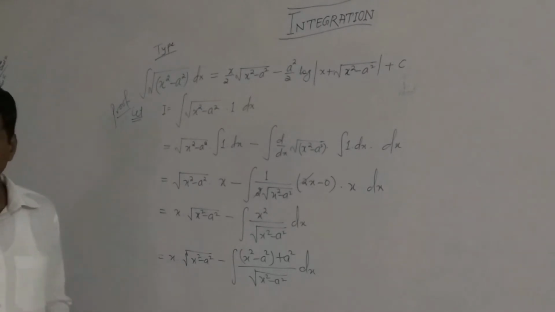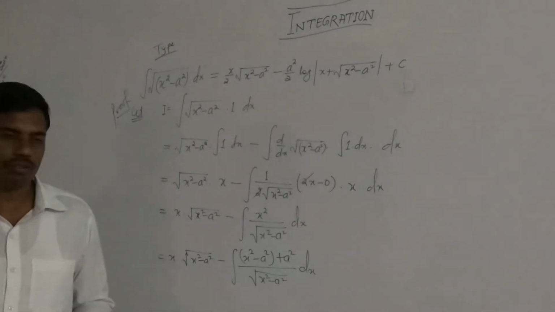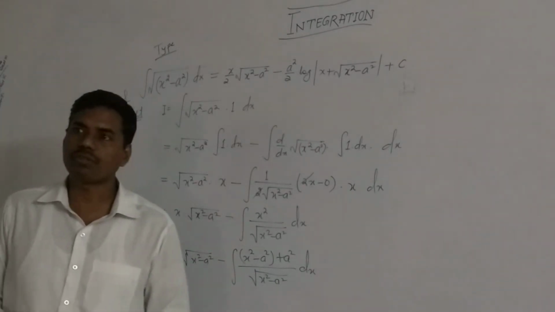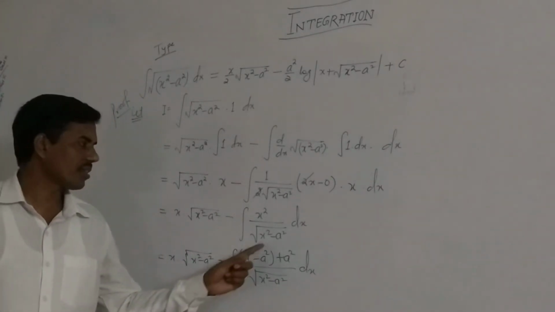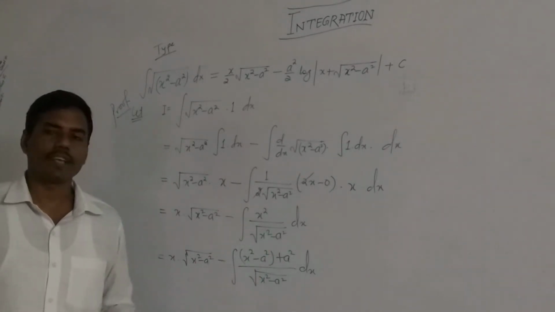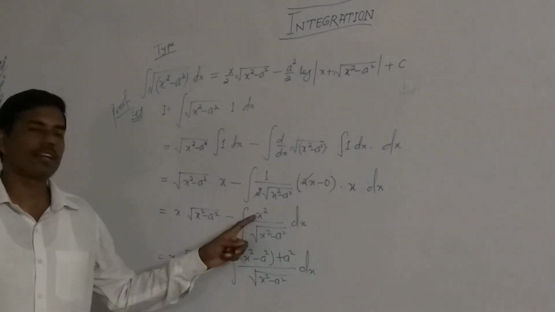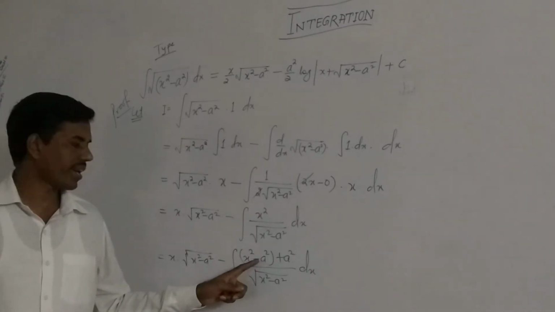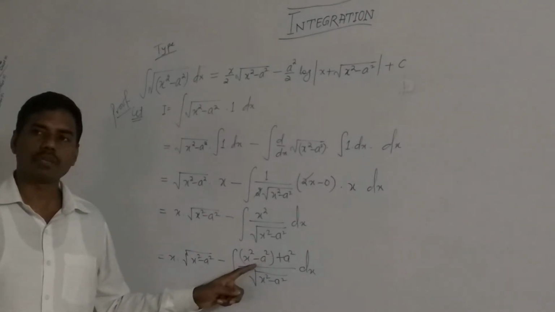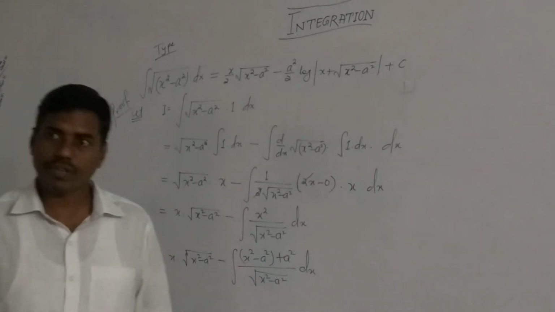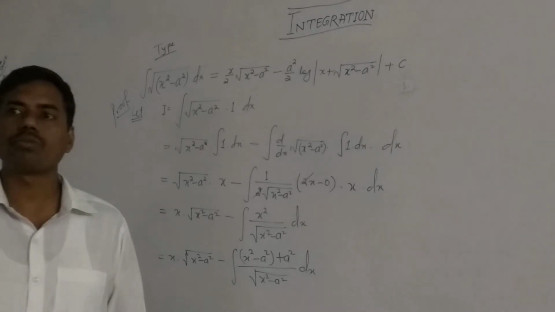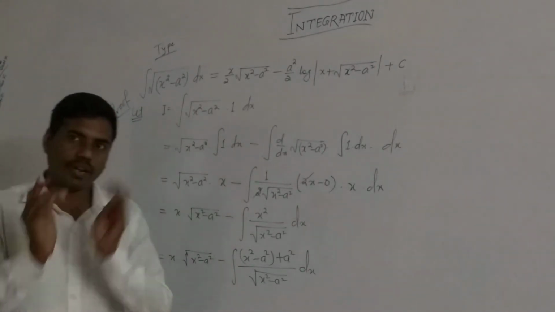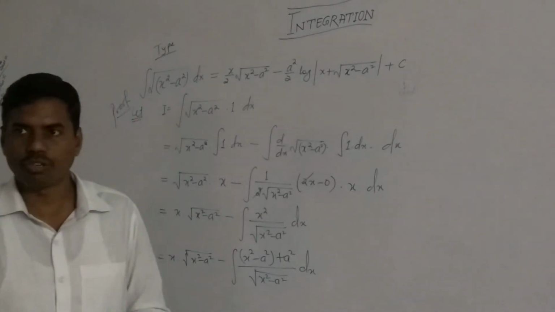Students, okay, any problem? We have to rewrite a square, means we have to cancel out with the denominator. Since in denominator there is minus a square, but in numerator only x square is present, we have to write a square, means adding and subtracting a square. Since we have to cancel both numerator and denominator, for that we have to equalize both numerator and denominator.